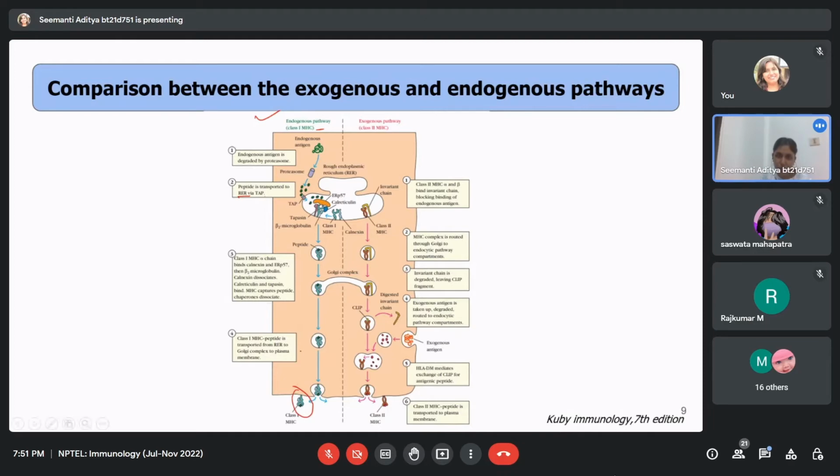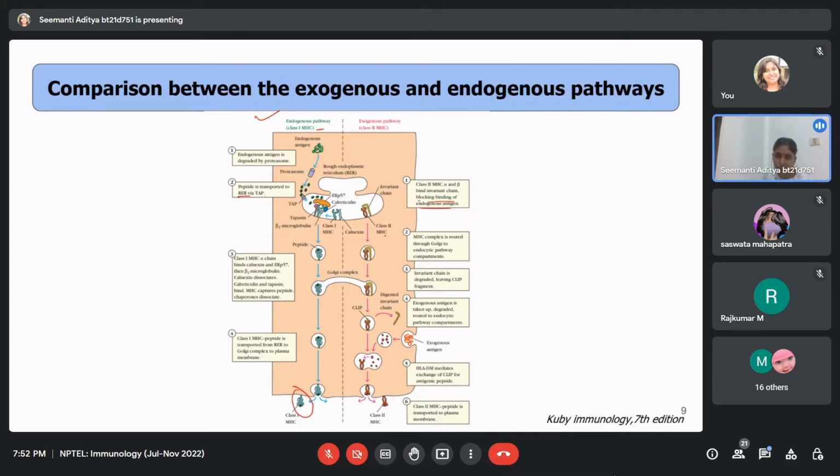In the exogenous pathway, an external antigen will be present in the cell. The MHC class 2 molecule is already in the rough endoplasmic reticulum, bound to an invariant chain that will block the binding of endogenous antigen. The invariant chain from the class 2 MHC molecule will be removed once there is any kind of antigen, such as extracellular antigen in the blood.